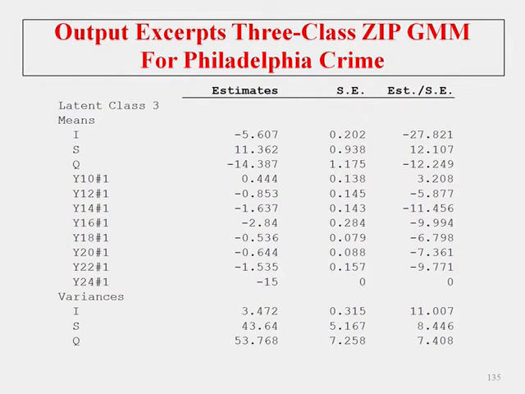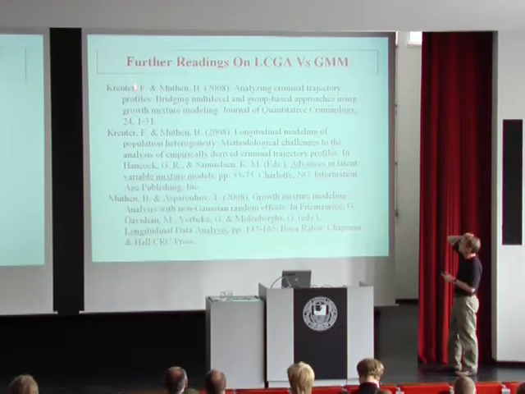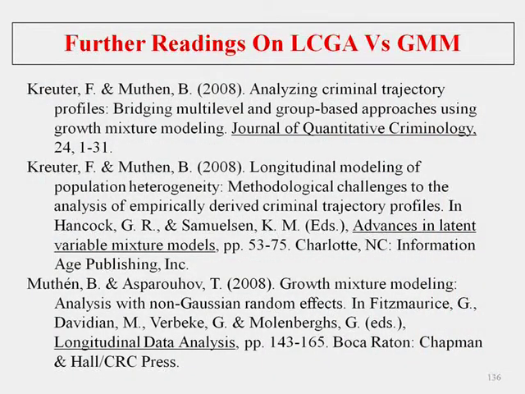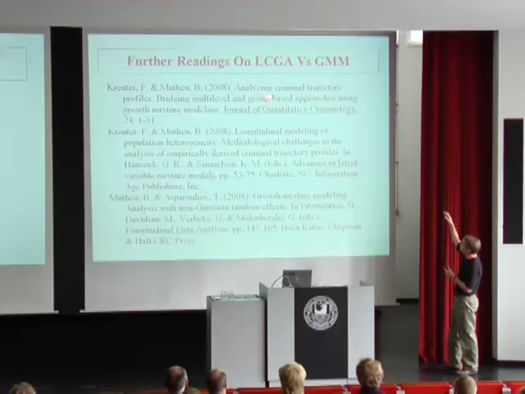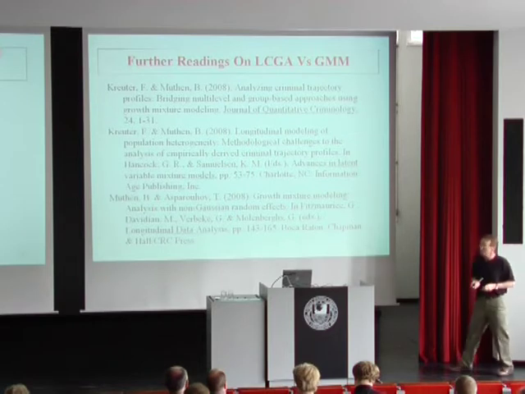Now, if you want to read more about this at a peaceful pace, a former postdoc of mine, Frauke Kreuter, from somewhere in Germany, but now at the University of Maryland, we wrote a paper together in Journal of Quantitative Criminology, and we played on this theme of trying to bridge multi-level, which is the HLM random effect approach, and the group-based approach, which is Nagin's name for LCGA, using growth mixture modeling, bridging the two. And we go through all of the steps of considering how to do that model in a fairly applied fashion.